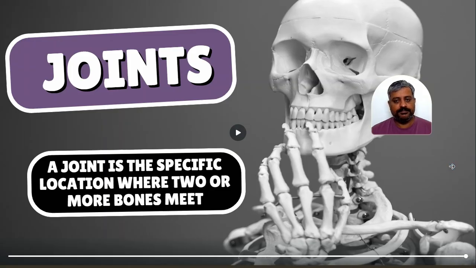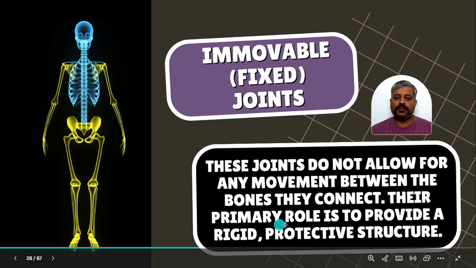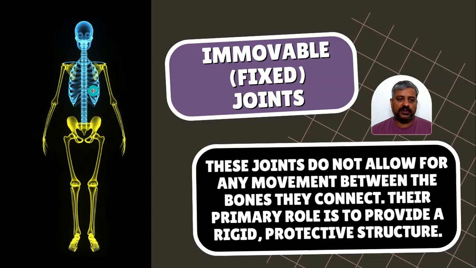Understood? Good. So, how many types? Movable, immovable, sorry. So, this is fixed joints. These joints do not allow for any movement between the bones they connect. Their primary role is to provide a rigid protective structure. So you have to learn as it is. Here we can see these ribs, they won't move. These shoulder ones, they don't move, right? So these are immovable. These are fixed joints.